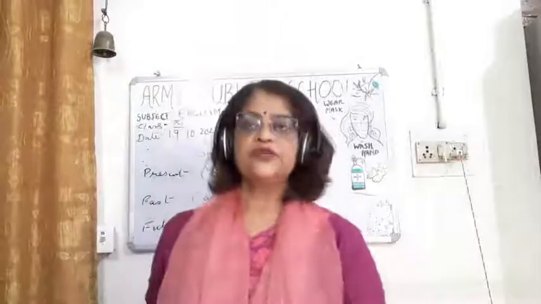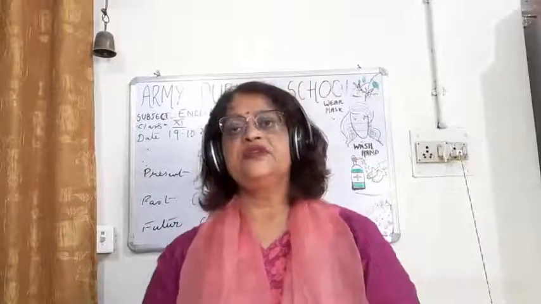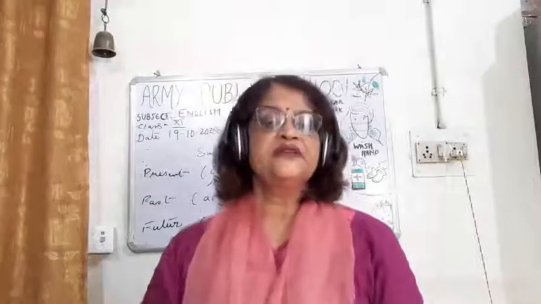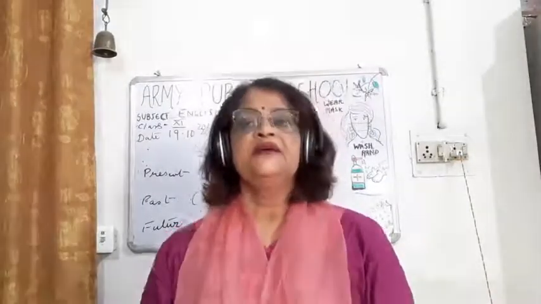So children, these are the three ways in which the time of an action is mentioned. In the present tense, the action takes place now. In the past tense, the things which have happened. And in the future tense, action that will happen after now. Now the degree of completeness of an action is mentioned in the following manner, like in indefinite tense.